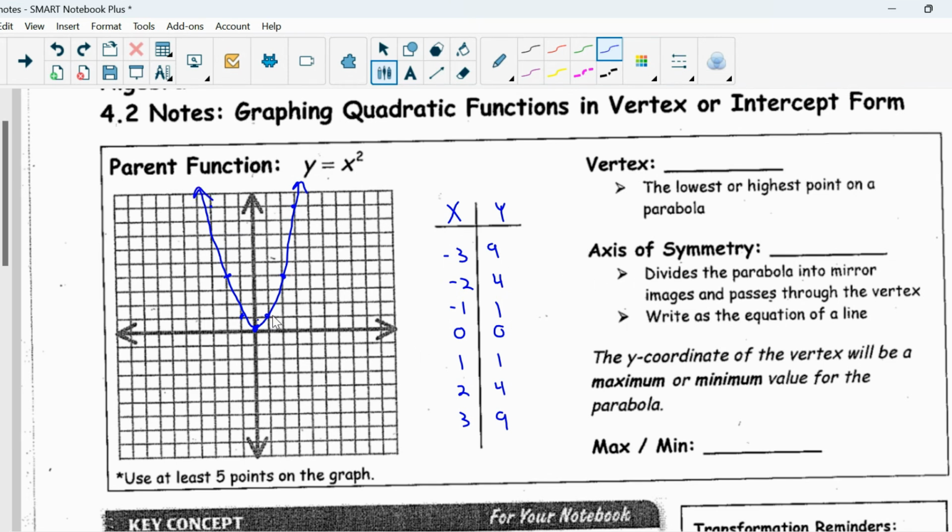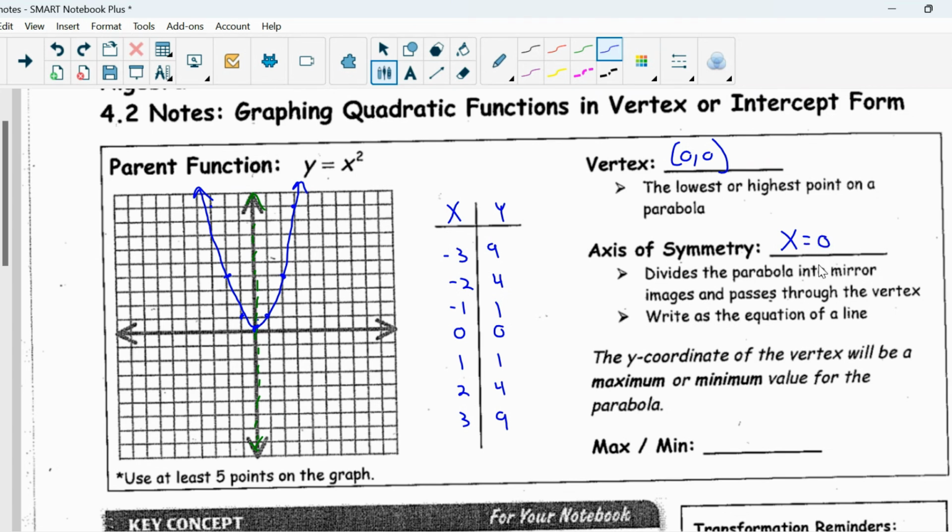So from this graph, we can tell that the vertex of our parent function is 0, 0. This is also the lowest or highest point on the parabola. In this case, the lowest point. Our axis of symmetry would be that line right down the middle of our parabola where it reflects, and that would be x equals 0.